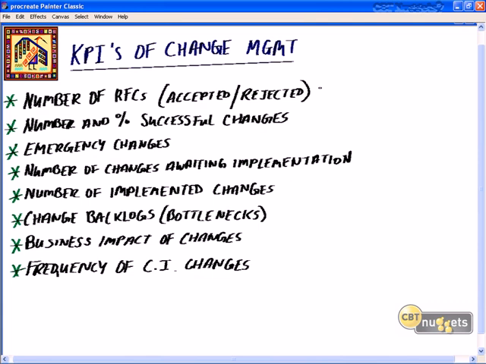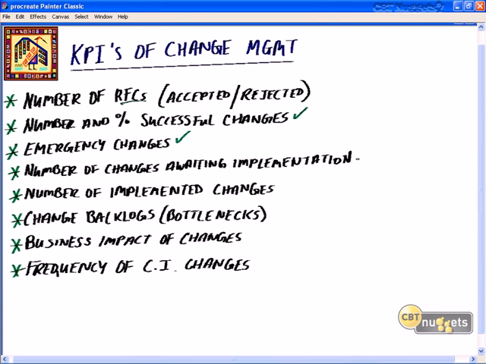This would be things like, what are the numbers of requests for change, the ones that are accepted, the ones that are rejected? What are the number of successful changes and the percentage of successful changes as a part of the whole? Evaluating the emergency changes, and why do you have so many emergency changes? That's a good question to ask. Having too many emergency changes could be a sign of poor implementation or things that have been missed in the design phase or the strategy phase.